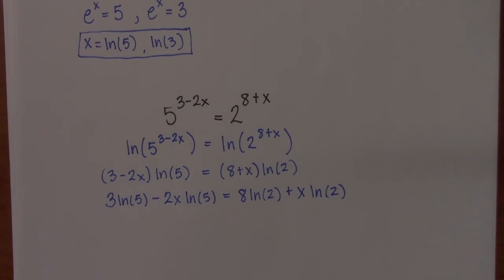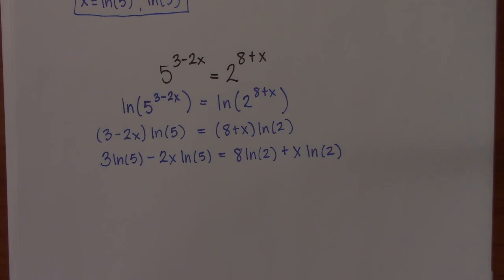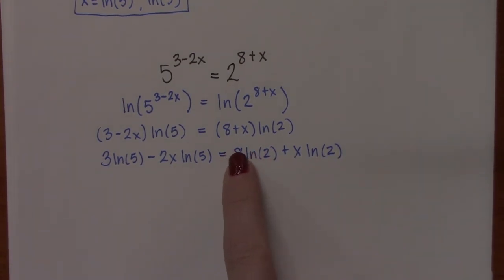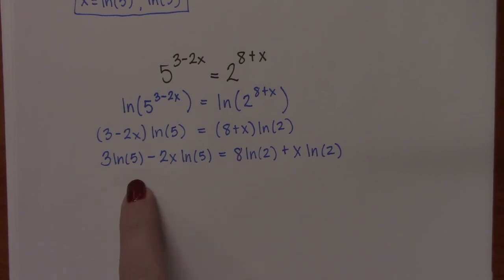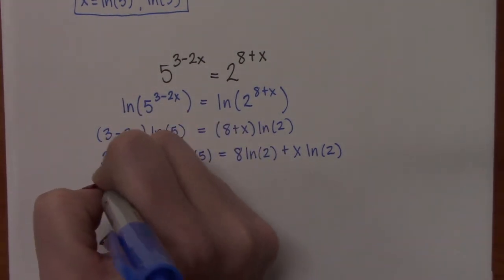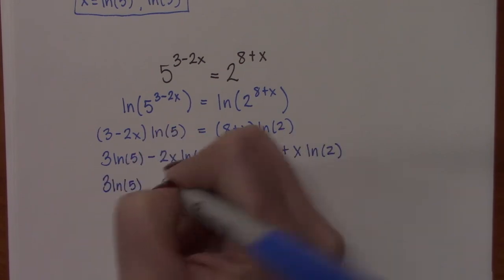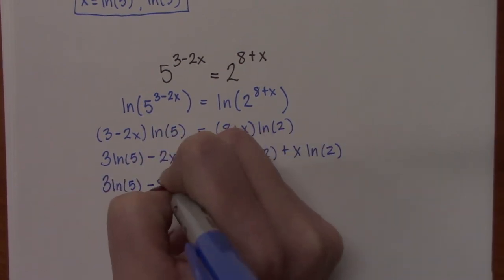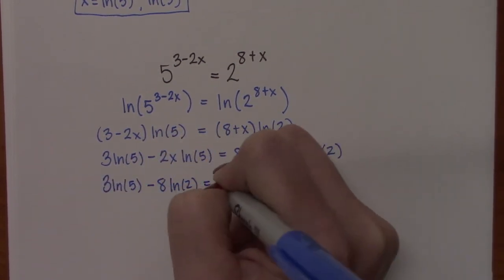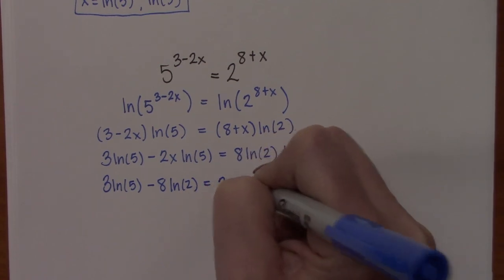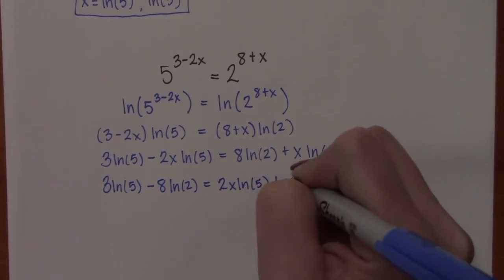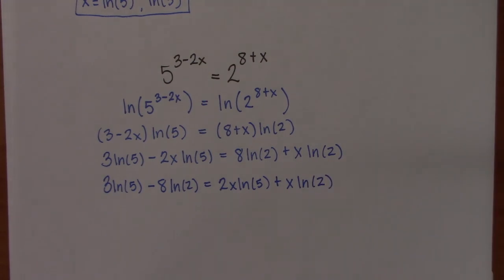If I got to move all the x's to one side, I think I'm going to move them to the right because I have a negative 2x over here and I just want to make it positive to have positive numbers. So I'm going to move this term over to the right, which means I need to take this term and slide it over to the left because I just want the x's on one side. So 3 natural log of 5 minus 8 natural log of 2 is going to equal 2x natural log of 5 plus x natural log of 2.